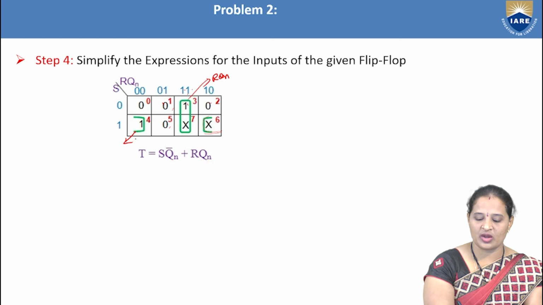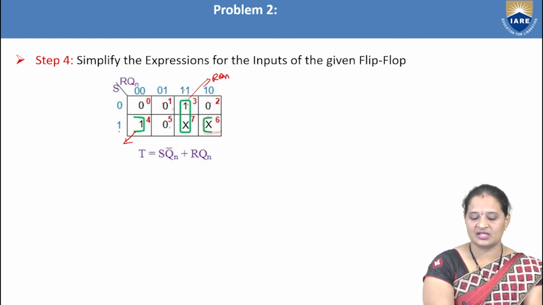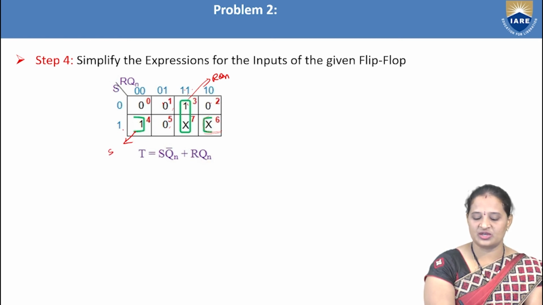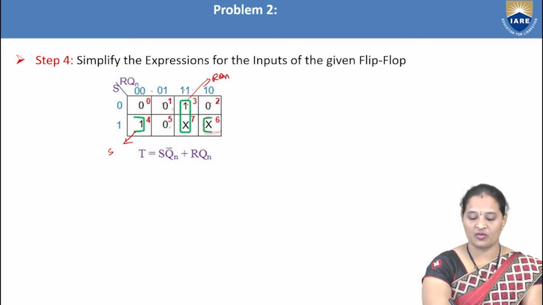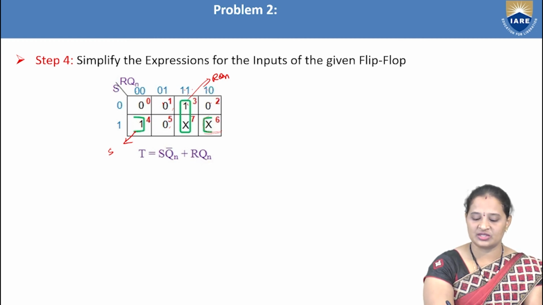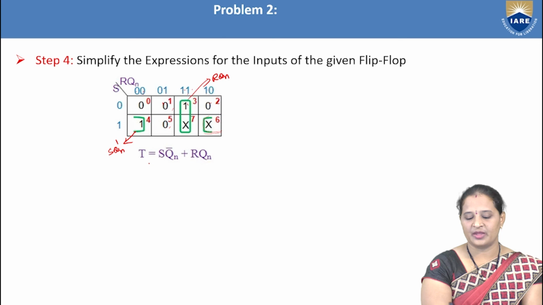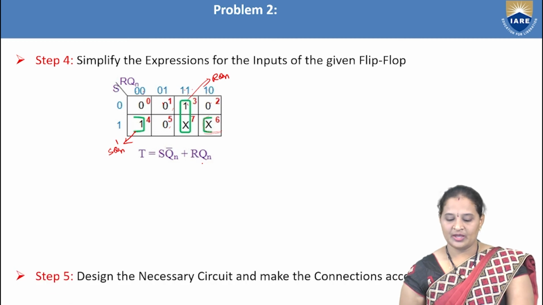Whereas for this one, for both of these cells, S is common, which is equal to 1. So take it in the true form. And the R value is 0 here and 1 here, so eliminate R. And the QN value is common, which is equal to 0, so take it in the complement form. Hence the T equation is equal to S QN bar plus R into QN.